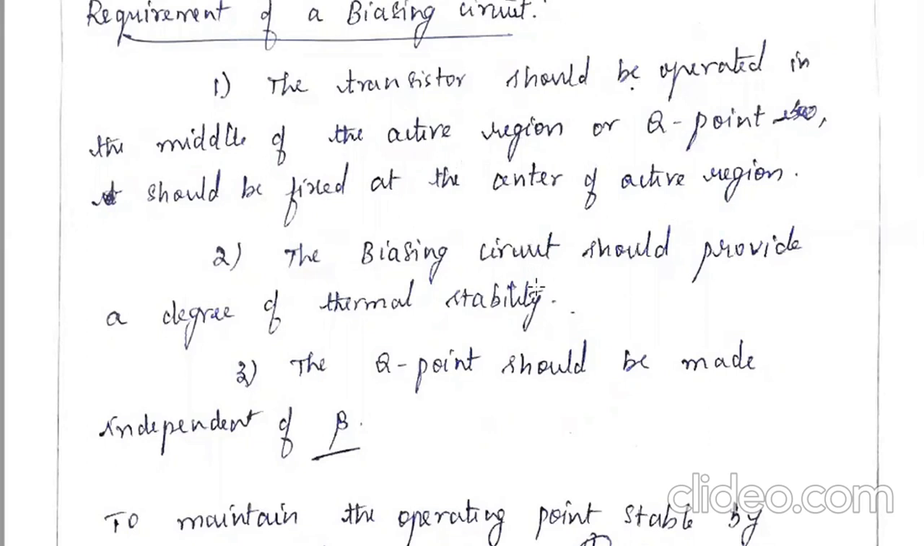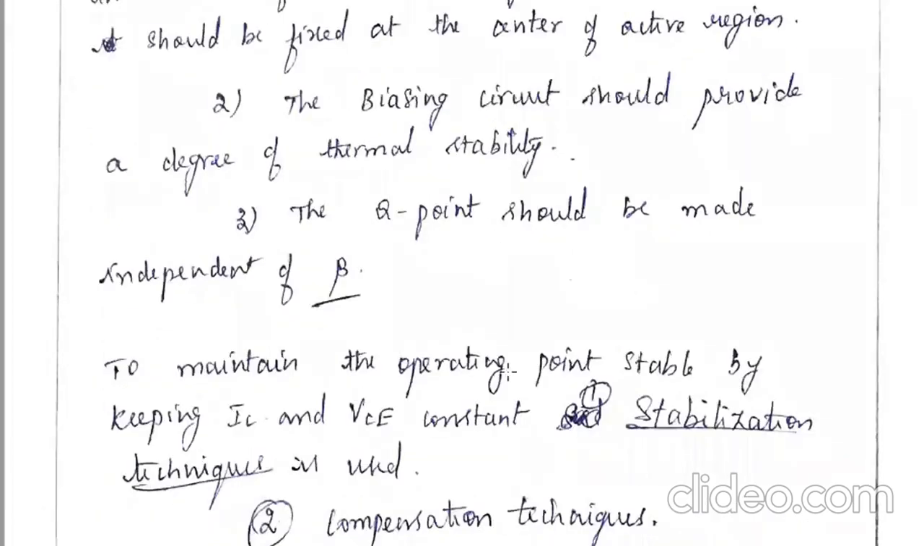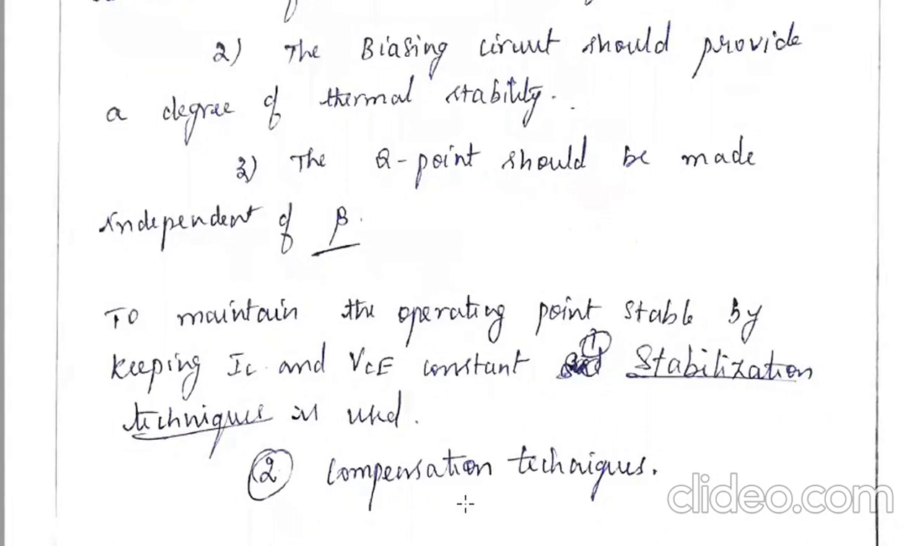The second requirement is that the biasing circuit should be designed to provide a very high degree of thermal stability. The third requirement is that the Q point should always be independent of beta. Beta is one of the transistor parameters. That is, if there is any change in the beta value, the Q point should remain constant. To maintain the operating point stable by keeping IC and VCE constant, two techniques are normally used. The first is called the stabilization technique, and the second is called the compensation technique.